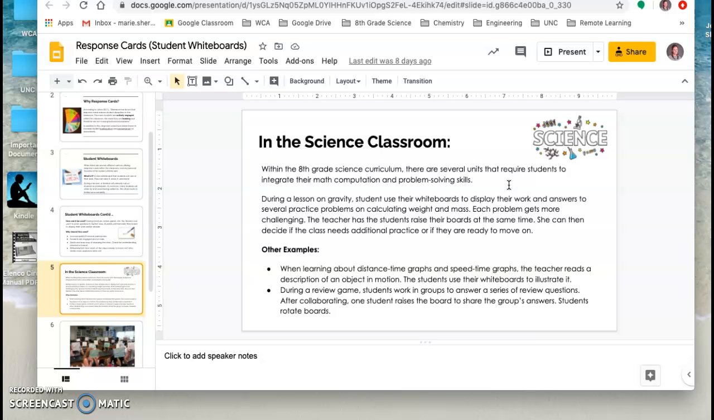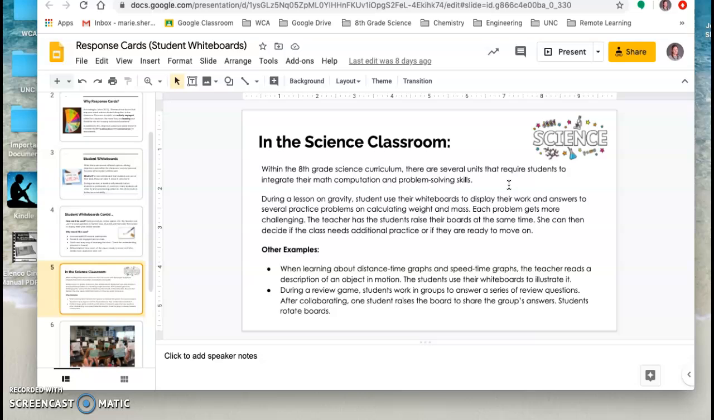Another way that you can use it: within the 8th grade science curriculum, there's a lot of graphing. One way I've used it is for them to illustrate what maybe a distance time graph or speed time graph would look like if I were describing some type of scenario. And then of course, the review game, which is a really fun way when you're getting ready to conclude a unit and you want to do some form of review game. Students can work in groups where each group gets one whiteboard and they work together to answer the review questions and then hold it up, and it becomes a little fun competition. So those are just a few ways I do use it in the science classroom.